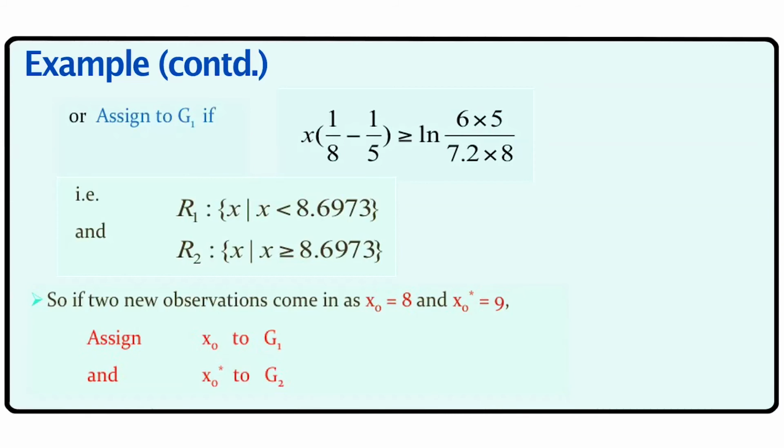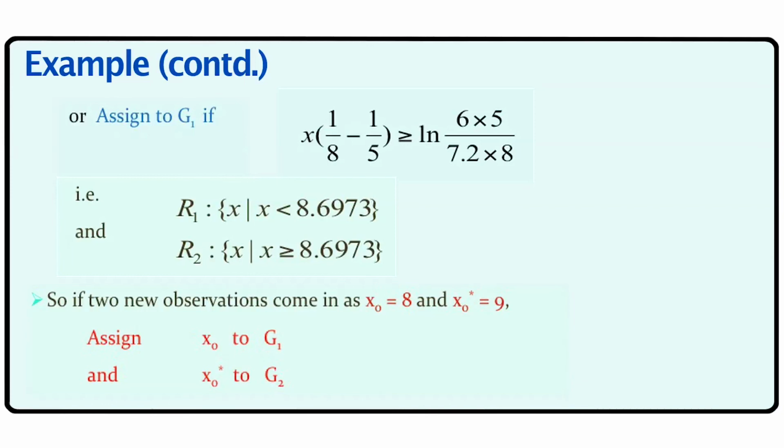This is how we assign the individuals once we have decided on the R1 and R2 regions. So what we have seen is we can use either the expected cost of misclassification or the total probability of misclassification, and then subdivide the space into two mutually exclusive and exhaustive regions R1 and R2. Getting R1 and R2 is the discriminant analysis part, and when you come to the last part of putting x0 or x0 star into one of these groups, you are actually classifying new individuals into the two well-defined regions.